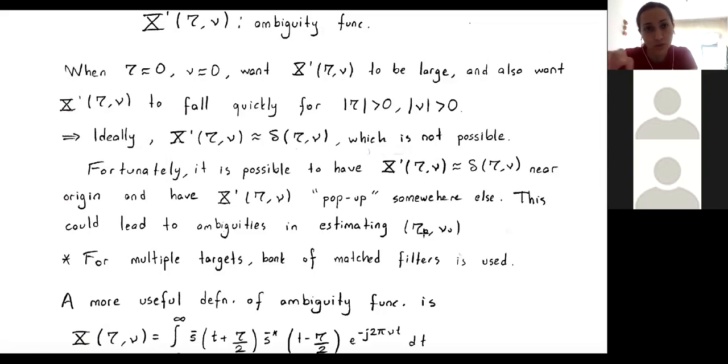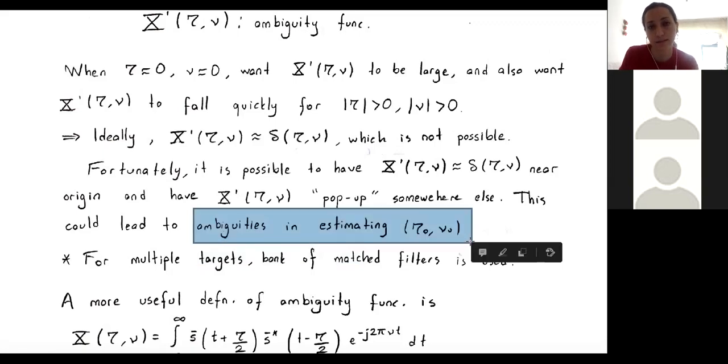But we always assume that our target has a certain maximum delay and a certain maximum velocity that we want to analyze, or that we expect. And then based on that, we design our ambiguity function. So those ambiguities for us should not create any difficulty in estimating the true delay and velocity values. If we just keep those ambiguities outside the region of interest for the delay and velocity, then that will not be a great difficulty.